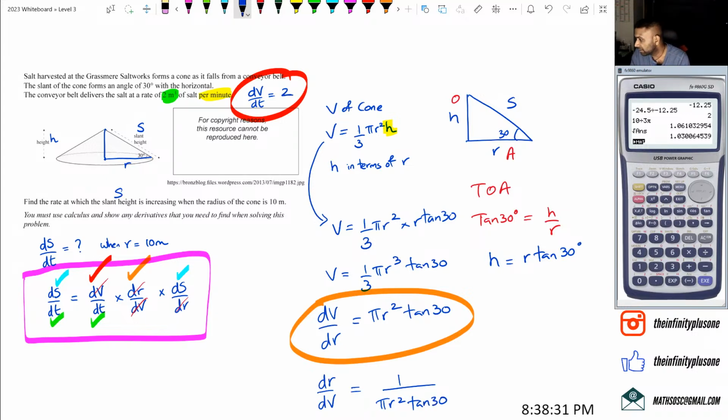Okay, once again, I am going to pause and ask you guys, are there any questions so far? I've done 2 of those 3 things that I need to solve this question.